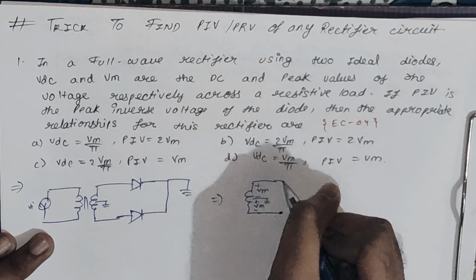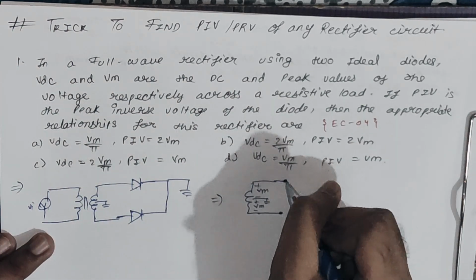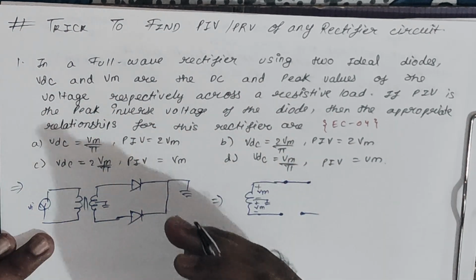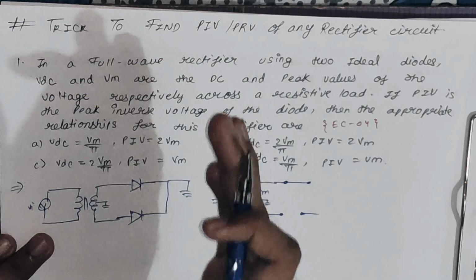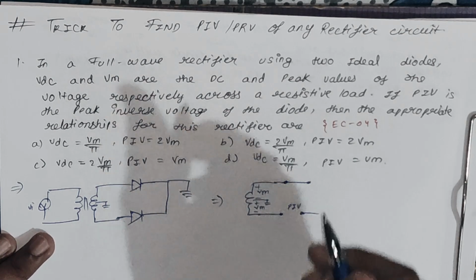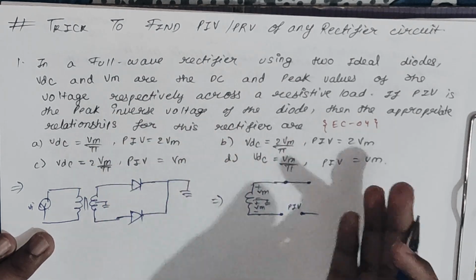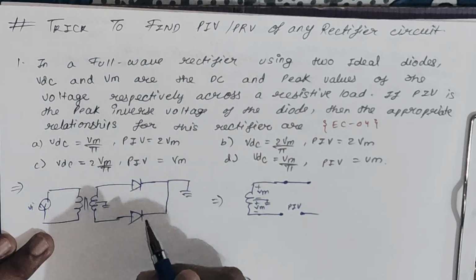Here what you have to do is, you can see this diode is going to be forward biased, so we will replace it by short circuit, and the diode which will be in reverse bias you have to replace with open circuit, and you know we will get PIV across the reverse biased diode. Okay, so this is the point where we will get the PIV, and now the question is what will be the polarity. The polarity will be in such a way such that the diode will be in reverse bias.